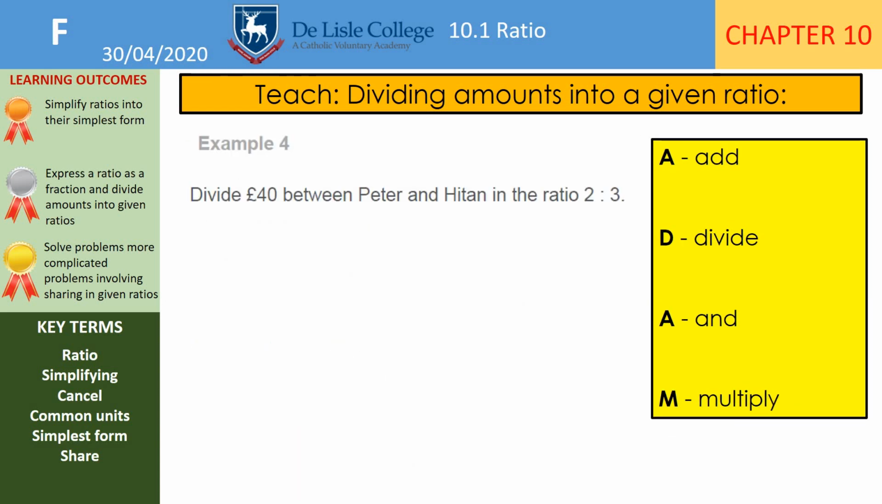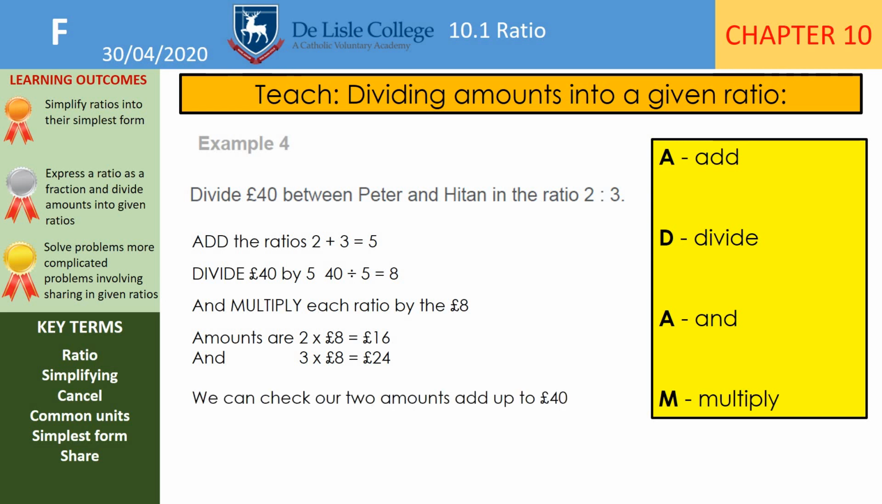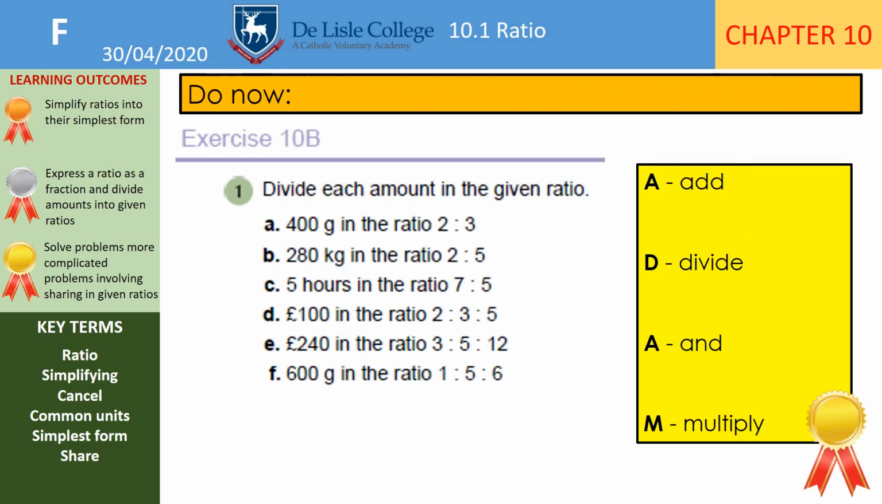Example 2. Divide £40 between Peter and Hitan in the ratio of 2 to 3. First thing we do is add the ratios to get 5. Then we divide our £40 by that 5 to give us 8. And then Peter gets 2 lots of 8, which is £16. Hitan gets 3 lots of 8, which is £24. And as before, we can check that they add up to the £40 we started with. So they do, and we know we are correct.